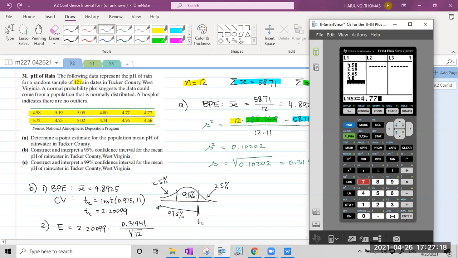4.77 is the fifth data. The sixth data, 4.77 also.